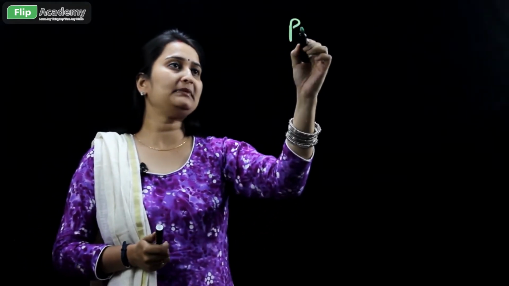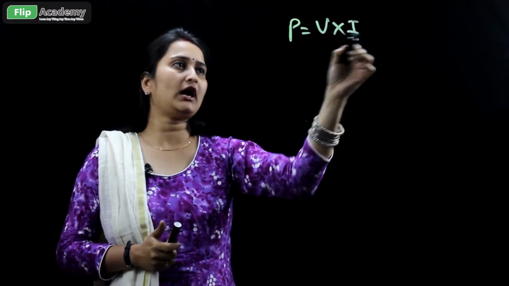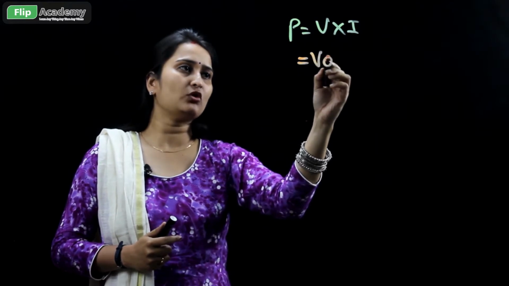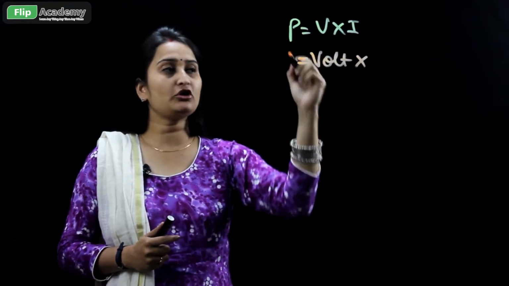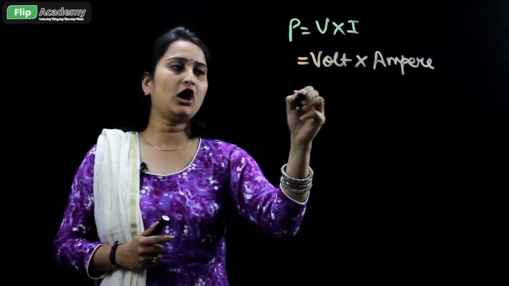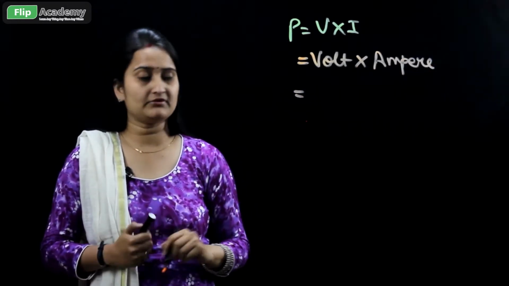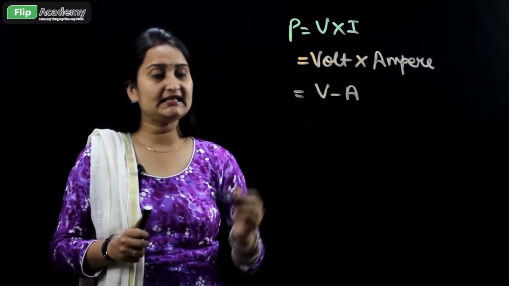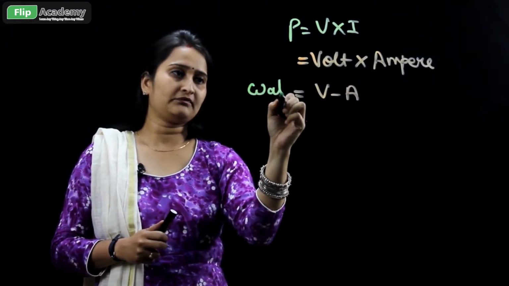Now let's see the unit in this particular formula. The formula is P is equal to V into I. What is the unit of potential? The unit of potential is volt. What is the unit of current? The unit of current is ampere. So now the new unit of power is volt ampere. So that means it is equal to watt.